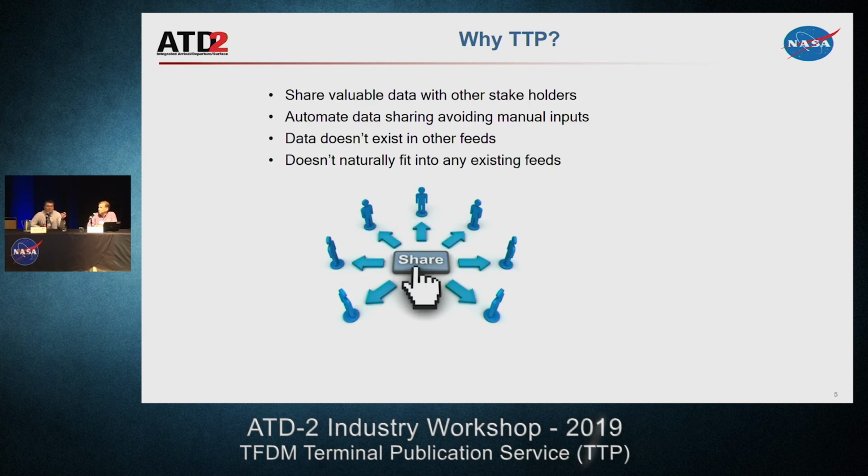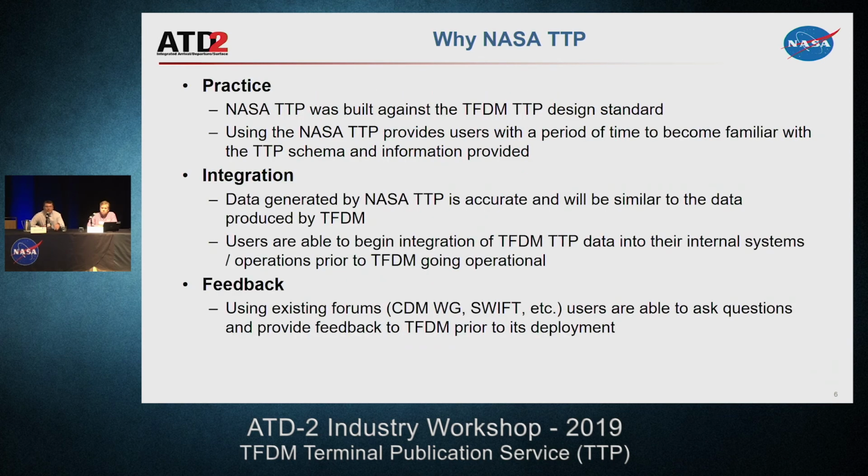So why would you want to use TTP? In a nutshell, there's data that you can't get anyplace else, and it naturally doesn't fit anyplace else. TFDM, as Mike presented earlier, is a big program with a lot of money being put into it, but it's a lot of new capabilities, and that's why there's now three Ts. There were two before, and that was a third one. It just naturally doesn't fit, neither does the data. You're getting surface data, information that just isn't available in the other feeds. So if you want it, this is where you come to get it.